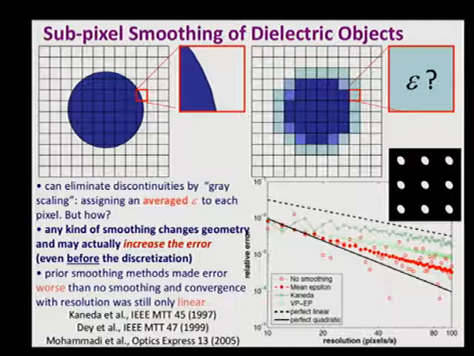We can eliminate the discontinuities by grayscaling, that is, assigning an average dielectric to each pixel. But the key question is how. Any kind of smoothing changes the geometry and may actually increase the error, even before the discretization. In fact, prior smoothing methods tended to make the error worse than no smoothing, and the convergence with the resolution was still only linear, as shown in the plot on the right, where the data for the no smoothing is shown in the hollow red circles and is compared to several previously published results that tend to have worse accuracy but are always showing linear convergence with the resolution.